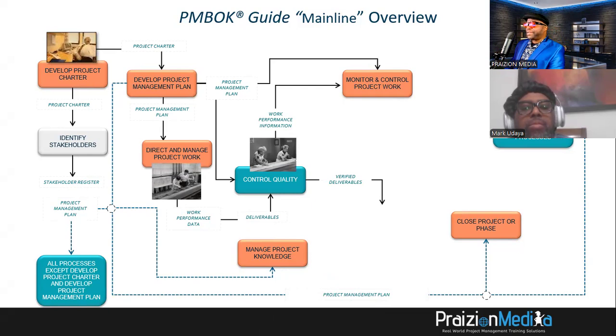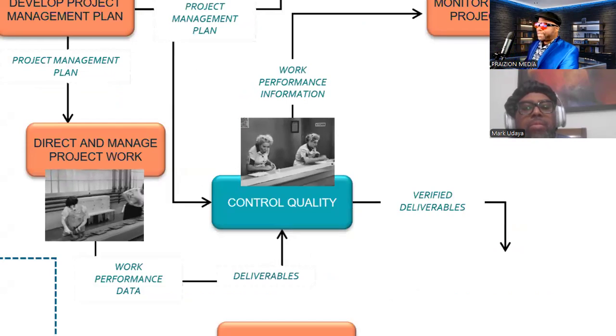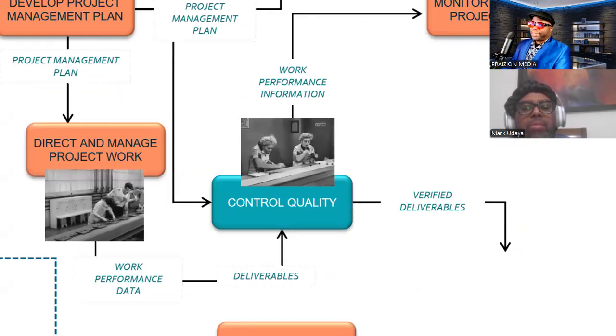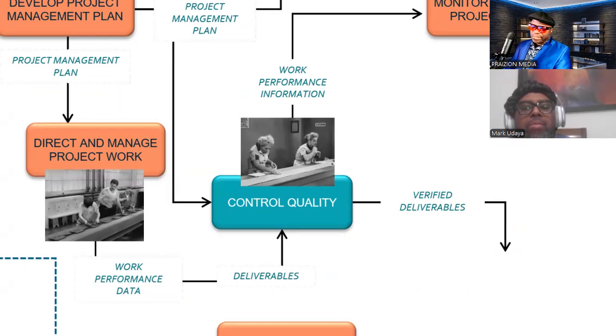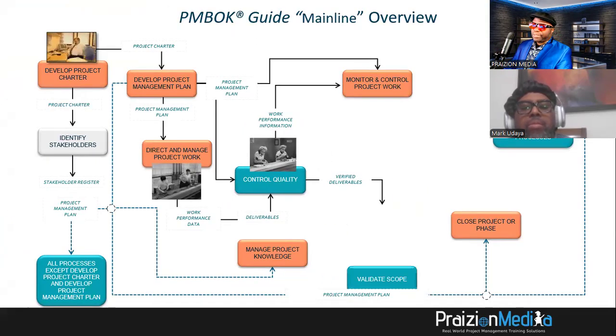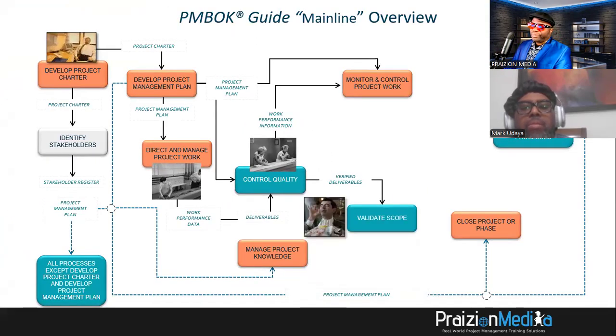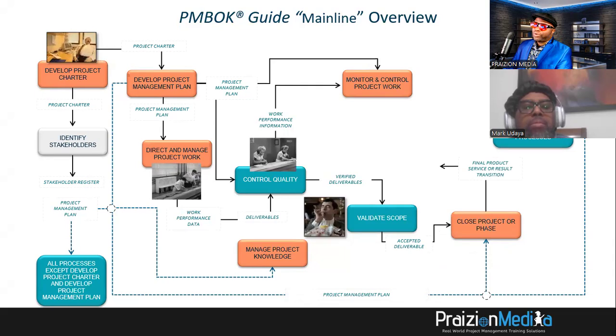The verified deliverables just means these jokers on the conveyor belt who are meant to be checking the work, yeah, they checked the deliverable and they said it's good to go to the customer. It goes to the customer, the customer checks out the deliverable, the customer says, fantastic, it works. Then you transition it. It becomes an accepted deliverable if the customer is happy. And then we do a final product, service, or result transition to the customer.